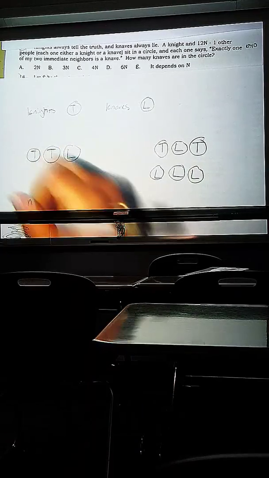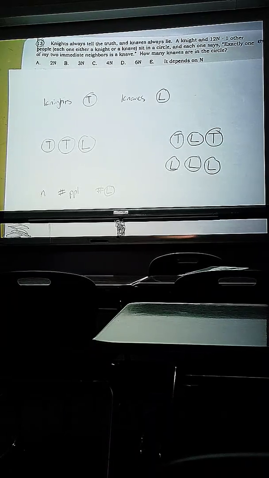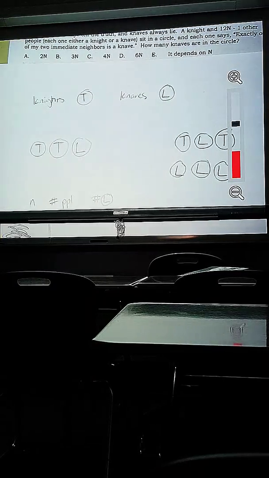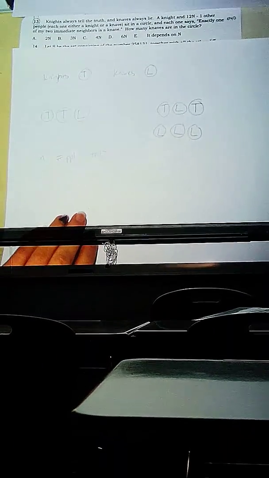You've got to move your paper up or down or whatever way. I'm taking too much space on my paper. I guess I need to zoom out. Can people still see the question? Okay, good.